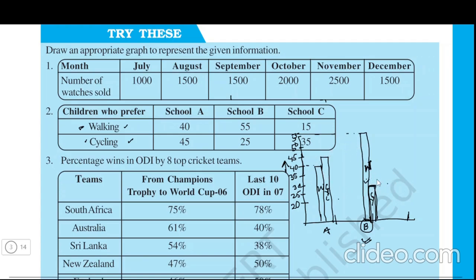Now in school C, 15 students prefer walking. So very few students prefer walking, and 35 students prefer cycling. Okay, by cycling. So you can represent the information from this table in this form.